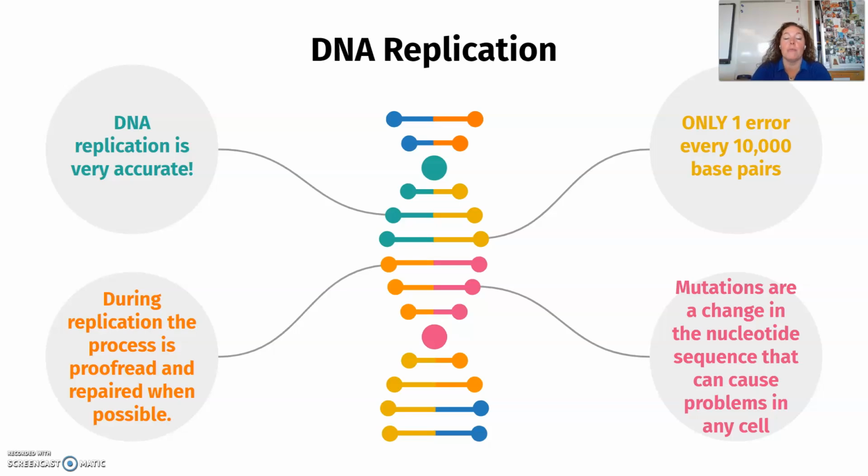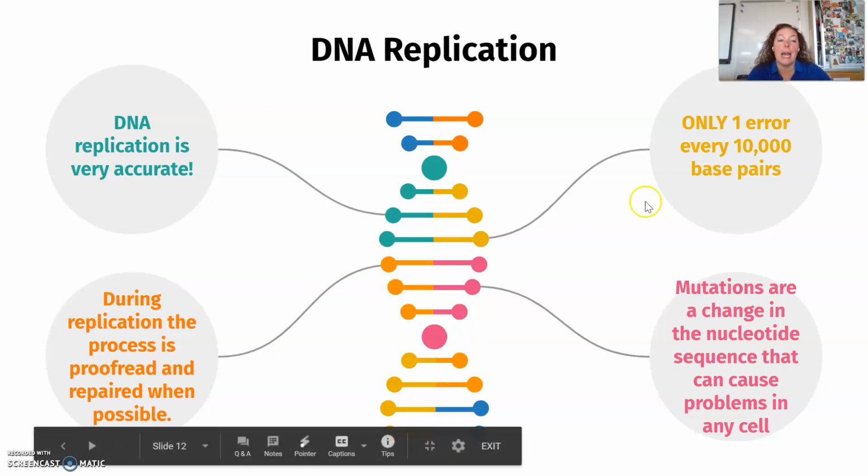If there are errors that occur during that process, it creates a mutation, which can change the nucleotide sequence, which can then change the proteins that are going to exist within that cell. That can end up causing problems like disease, or developing or creating too much of a molecule or not enough of a molecule. So DNA replication, while it does happen really quickly and it happens in every single cell, so it's happening on a very large scale, it's extremely accurate.